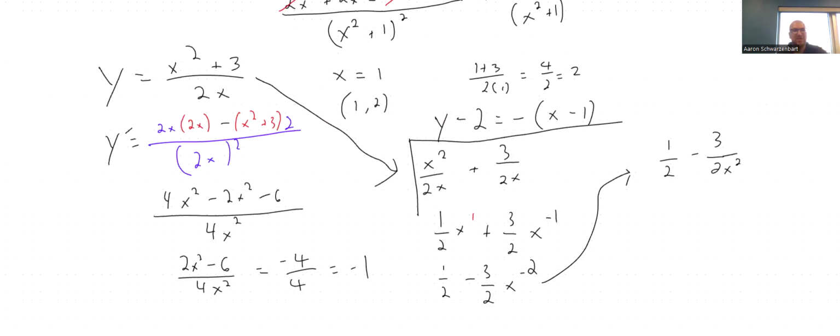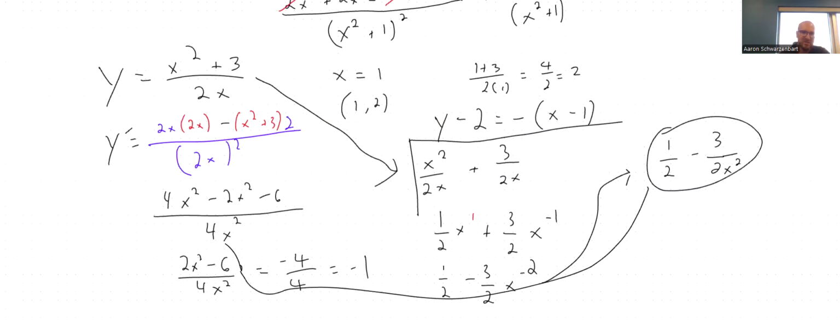And I could get that same thing if I reduced this. I didn't bother reducing because I just plugged in numbers. But these two things are equivalent.